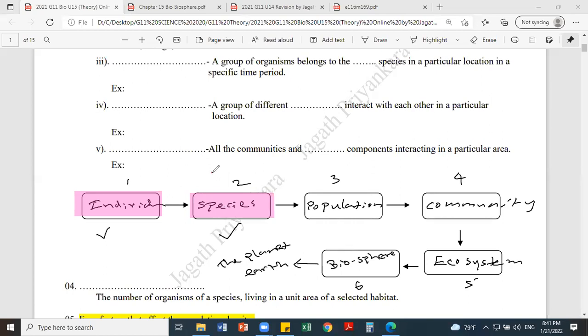So this one, number 2, they can ask the definition in the exam. Number 3 also they can ask the definition in the exam. You should know the definition. Population also they can ask. Then population means what? We are discussing one by one, don't worry. Then after that you get community, ecosystem, biosphere, and planet Earth. Now we are at number 3. Number 1 and 2, individual and species, I explained. Then number 3, population. Population means what? Group of... okay, complete the blank here, population.